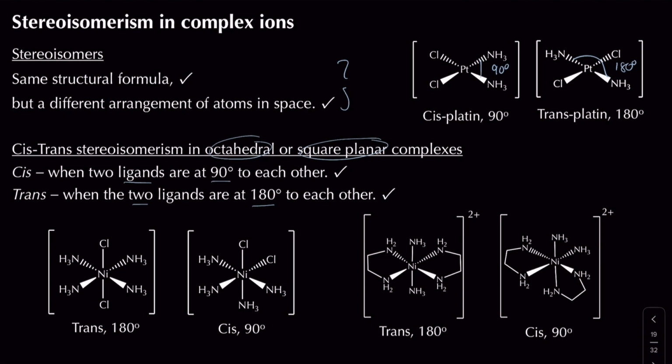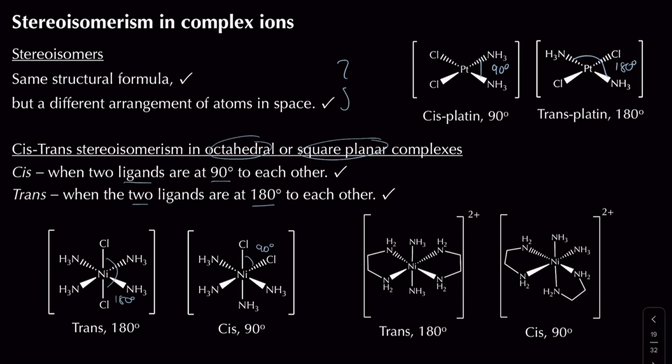If I look at my octahedral complexes, you can see that I've got my trans isomer and cis isomer, where my chlorine ligands are the two monodentate ligands that are different compared to the rest. In my trans isomer, they're 180 degrees from each other, and in my cis isomer, they're 90 degrees from each other as well.